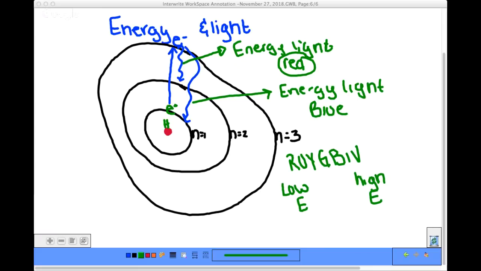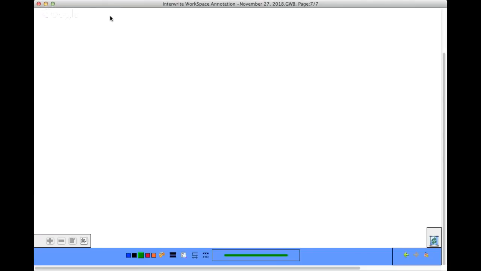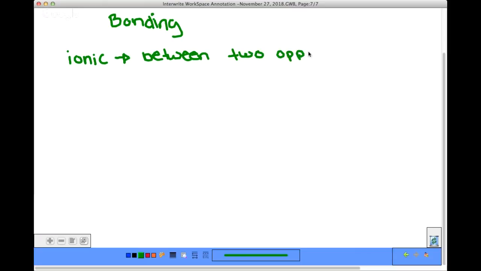Different types of bonding. All right, so we have two different types of bonding. Let me move over here. So let's go over bonding. We have two different, well, we have three. So let's talk about ionic. Ionic bonds are between two oppositely charged particles. I'm going to say atoms for now.